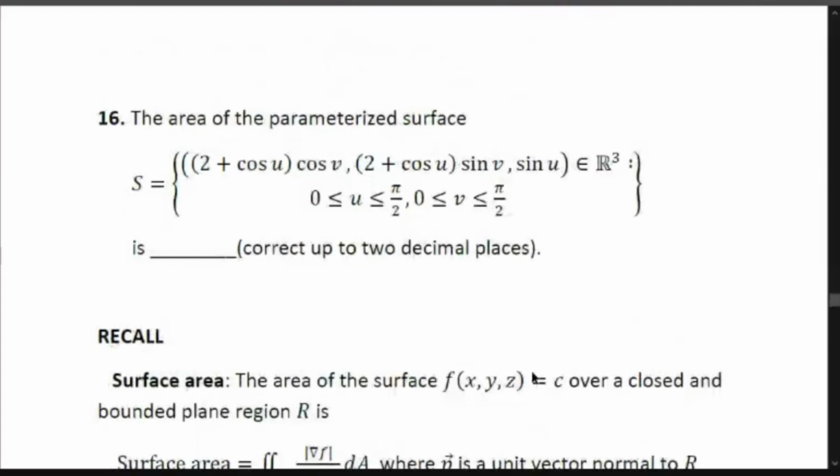Next question: the area of the parameterized surface S = ((2 + cos u) cos v, (2 + cos u) sin v, sin u) in R³, where 0 ≤ u ≤ π/2 and 0 ≤ v ≤ π/2, is dash. You have to give the answer correct up to 2 decimal places. So you have to find out the area of the parameterized surface. The parameterization is given here.